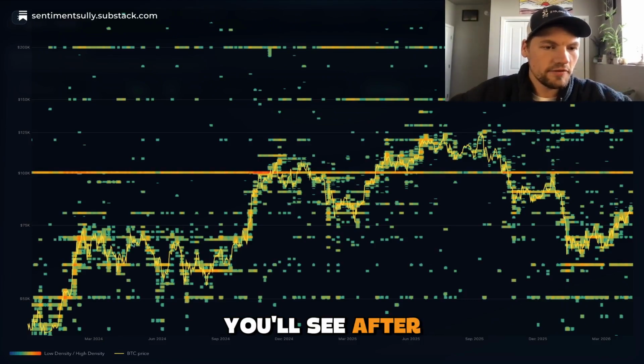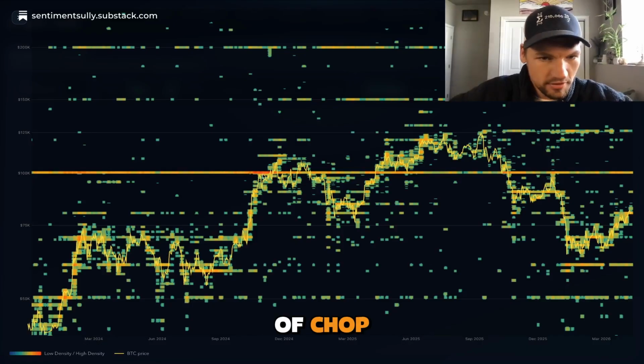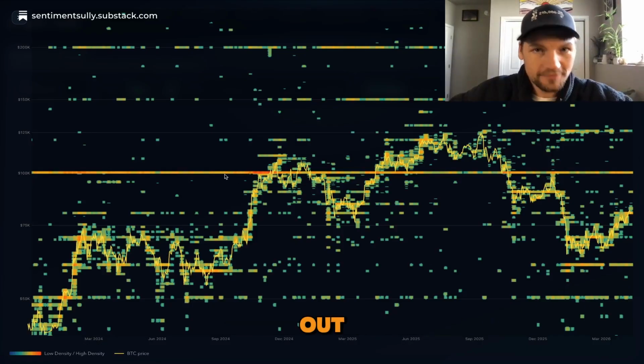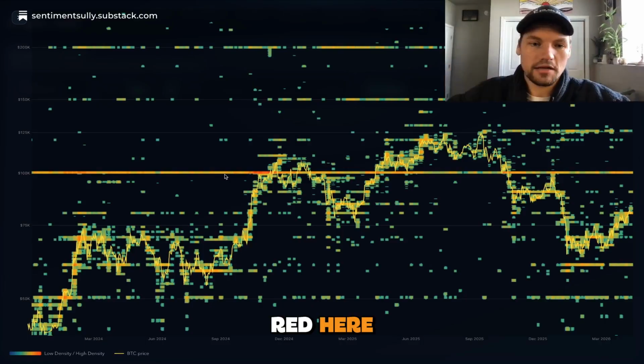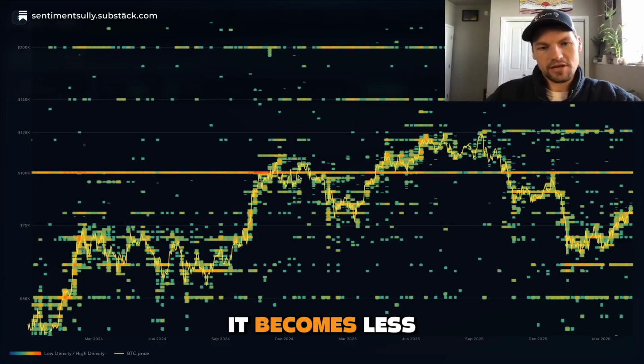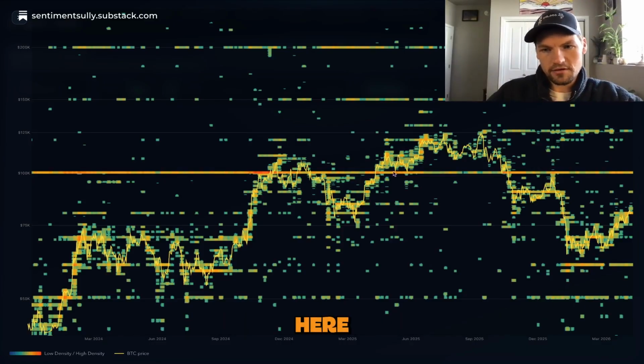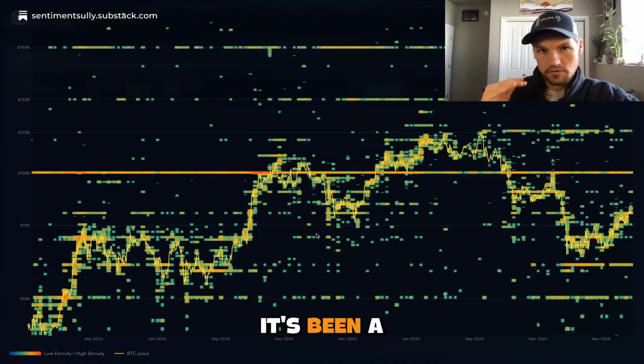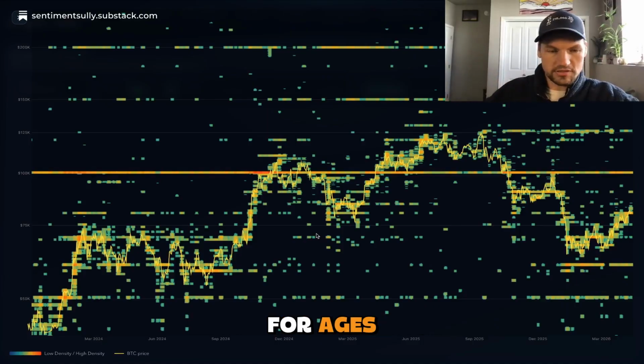And then you'll see after the longer duration of chop, eventually it kind of yellows out, but then it once again becomes red here, right when we start to cross the line. It's very talked about. It's the main thing in the narrative at the time. It becomes less frequently mentioned through here. It's about 100K all the time. It's been a target for everybody for ages.